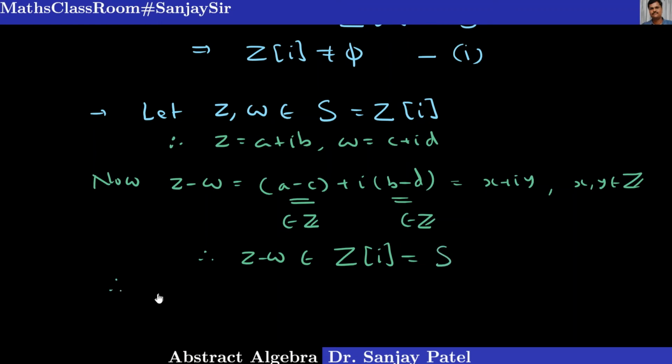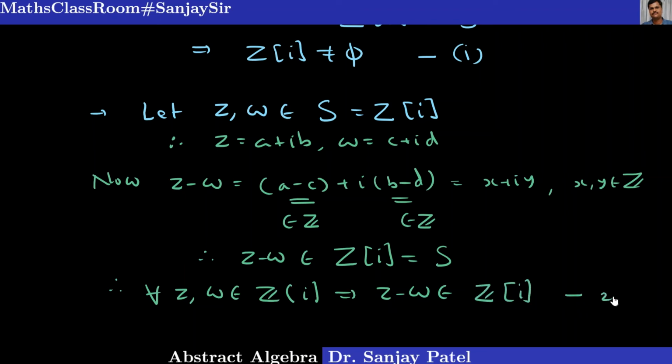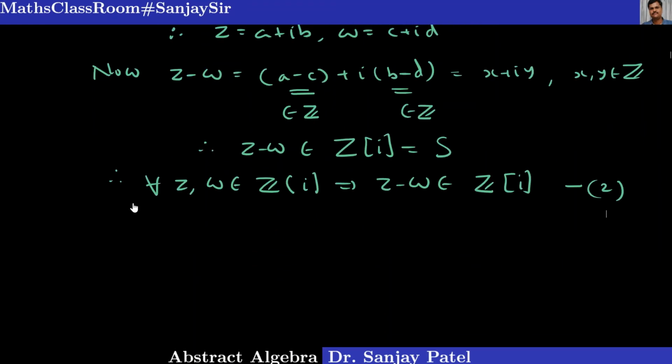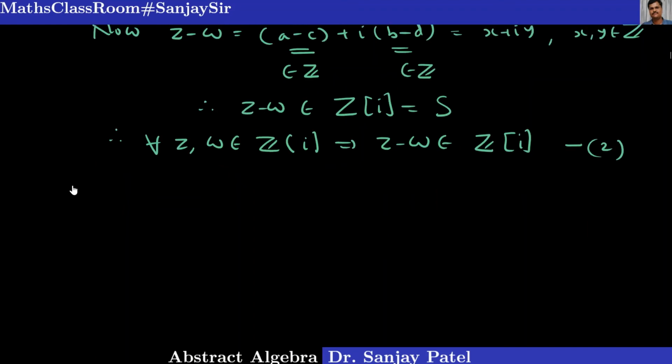So what have we proved? For every Z and W belonging to the set Z[i], we have Z minus W also belonging to Z[i]. This is our result number 2. So we have proved two things. It is non-empty and it satisfies this condition.